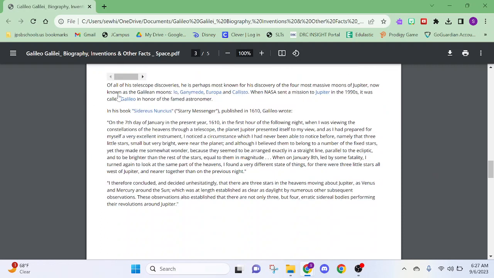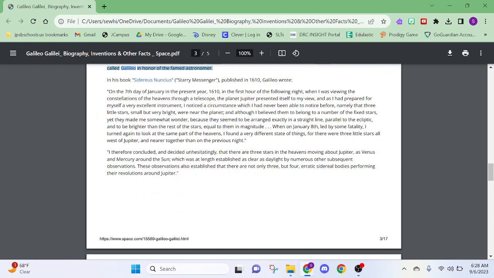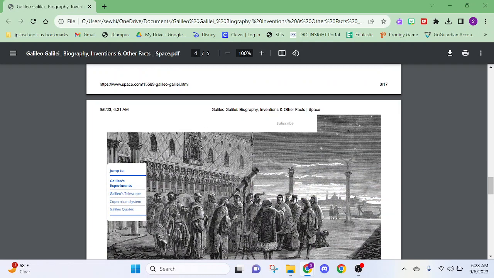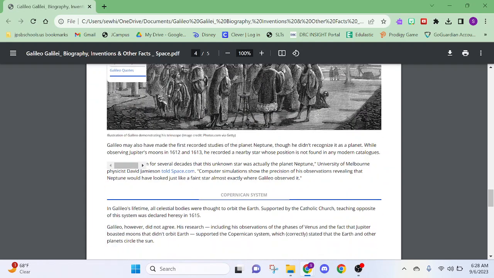Of all his telescope discoveries, he is perhaps most known for his discovery of the four most massive moons of Jupiter, now known as the Galilean moons: Io, Ganymede, Europa, and Callisto. When NASA sent a mission to Jupiter in the 1990s, it was called Galileo in honor of the famed astronomer. And we're going to ignore that part because that's not in your article that you have. Okay.